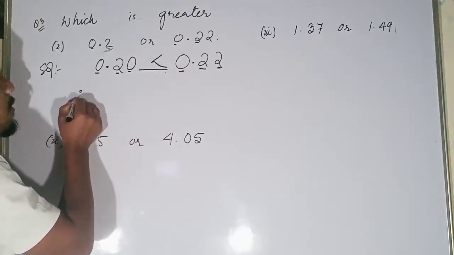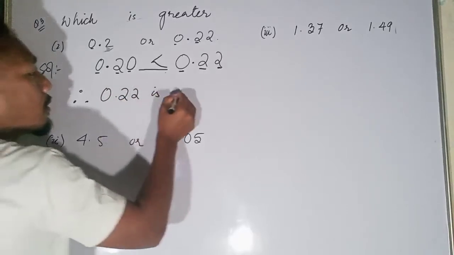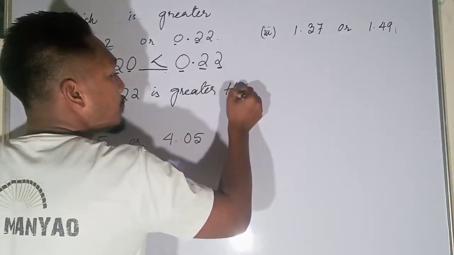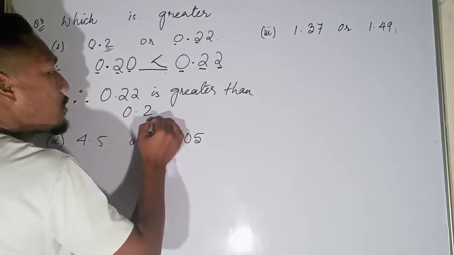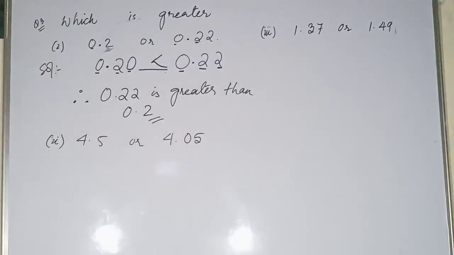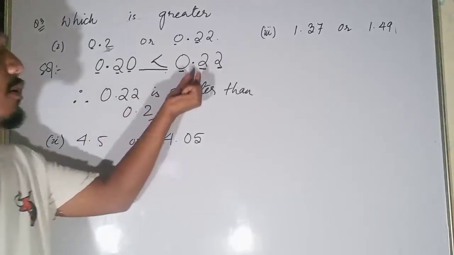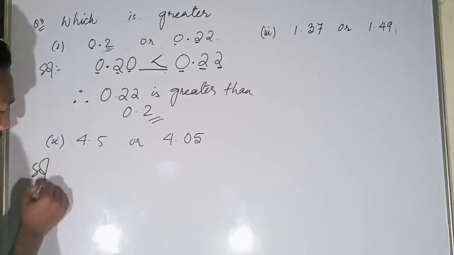Therefore 0.22 is greater than 0.2. So this is our first question. I hope you are clear about this: 0.22 is greater than 0.2. Next we have another question.